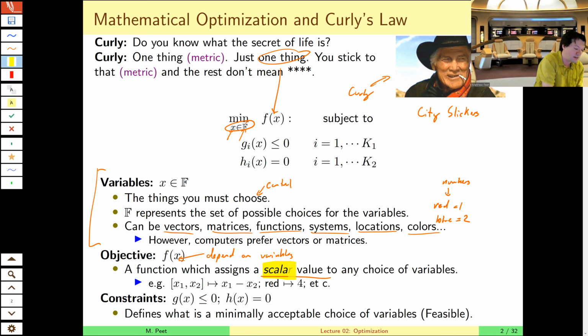Scalar, very important. There is multi-objective optimization, but it's a dodgy field, and in the end, they usually reduce it to scalar optimization anyway. So there's a Pareto optimal front, but I'm not going to get into that. Anyway, for any choice of your variables, you have to assign an objective value. What's the value? And it can be minimization or maximization.